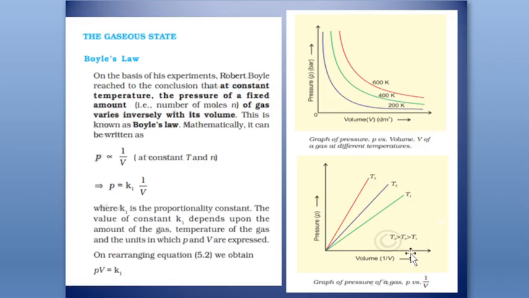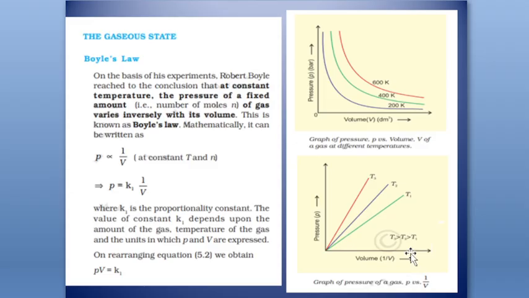Now come to gaseous state. First law, Boyle's law, which is known to everyone. At constant temperature, the pressure of a fixed amount of gas varies inversely with the volume. This is known as Boyle's law. P is proportional to 1 by V. So P is equal to a constant K1 into 1 by V. So PV is equal to K1.